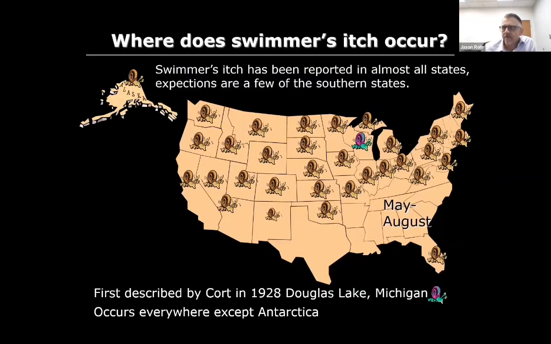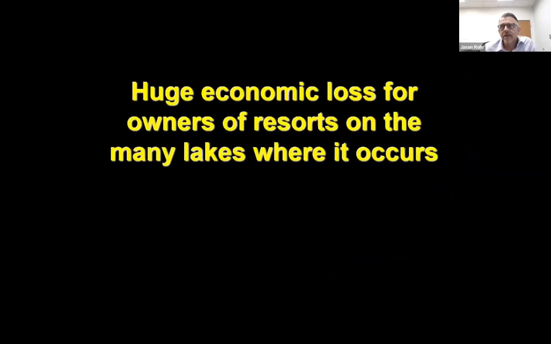This is a map of some of the states where swimmer's itch occurs. You can see it's quite widespread. And it causes huge economic losses for owners of resorts on many lakes where it occurs.